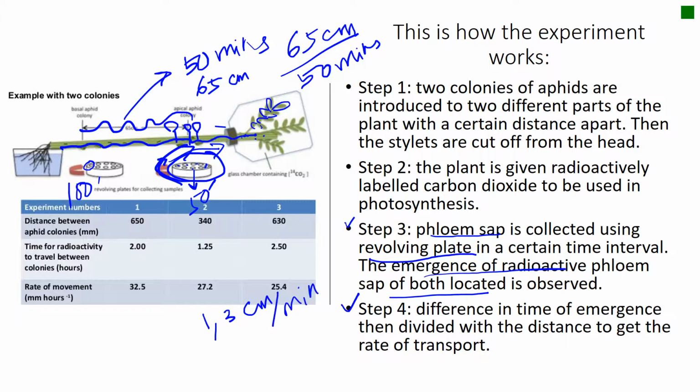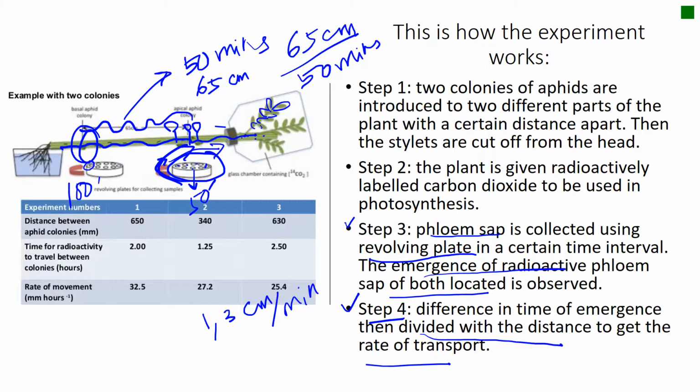So that's what we do in step 4: the difference in time of emergence of the first radioactive phloem sap compared to the second place is divided into the distance to get the rate of transport. Now, I hope you understand this experiment.